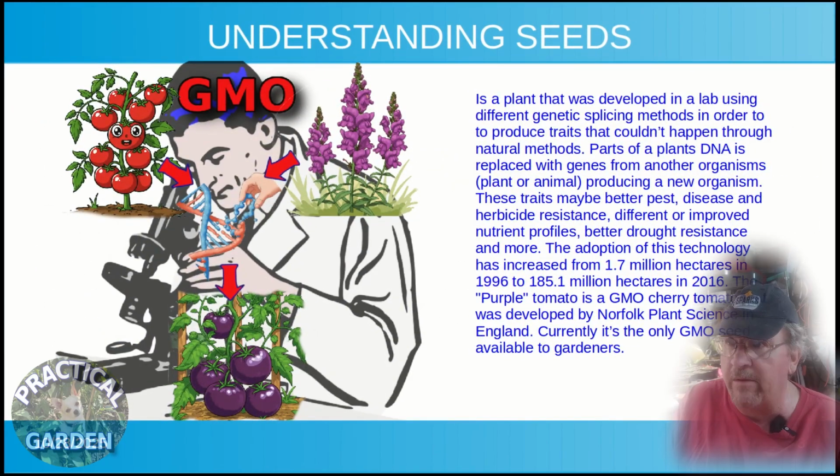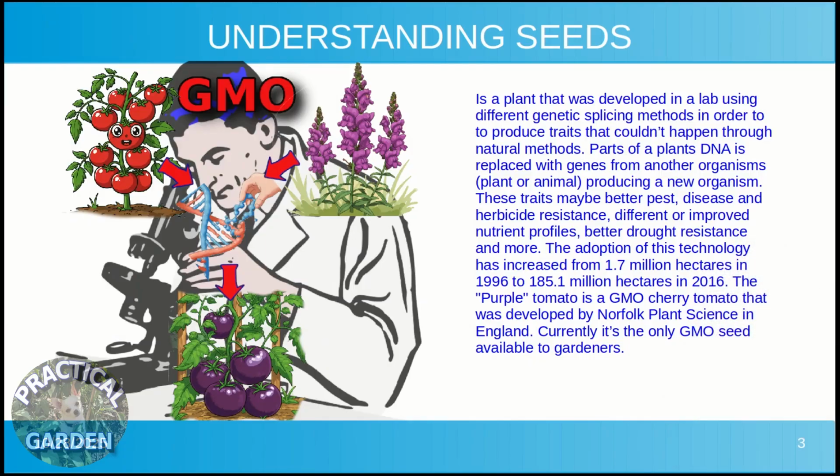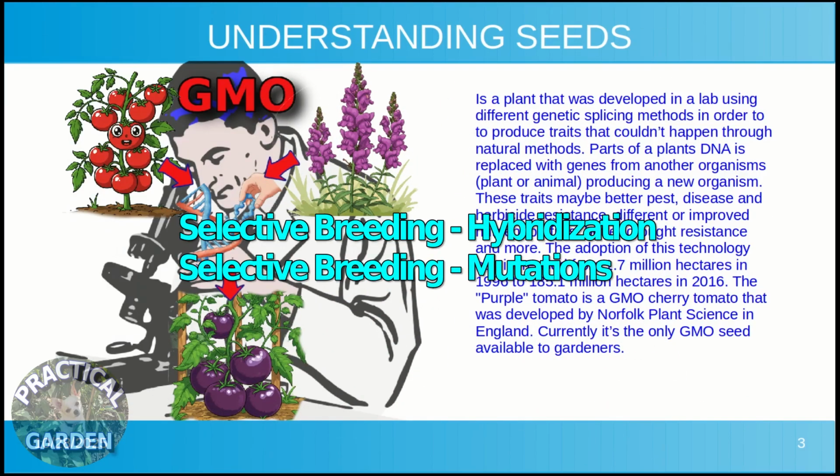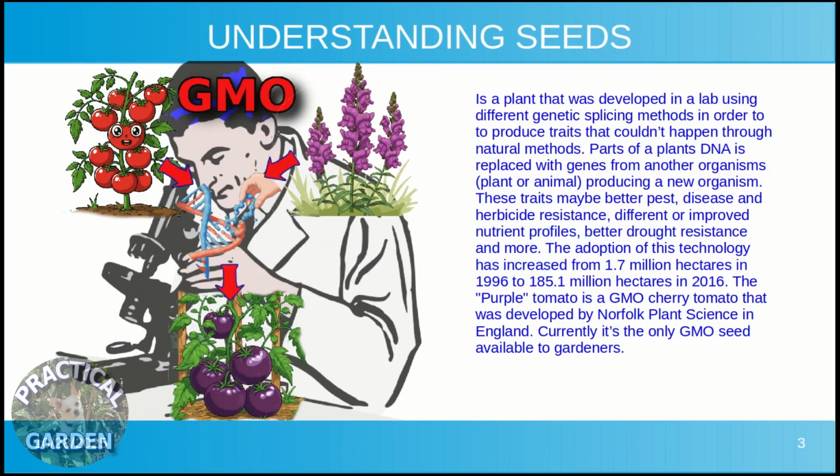So what is a GMO? A GMO is a plant that was developed in a lab using different genetic splicing techniques in order to produce traits that couldn't happen using natural methods. Part of the plant's DNA is replaced with genes from another organism.